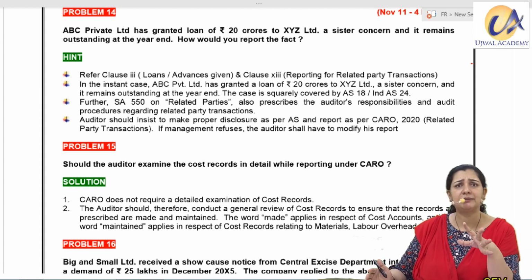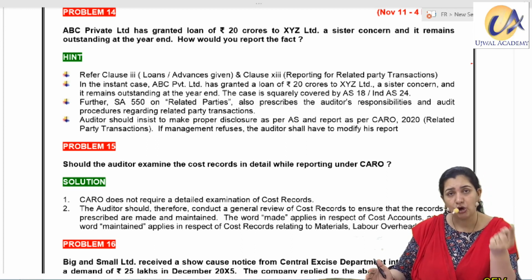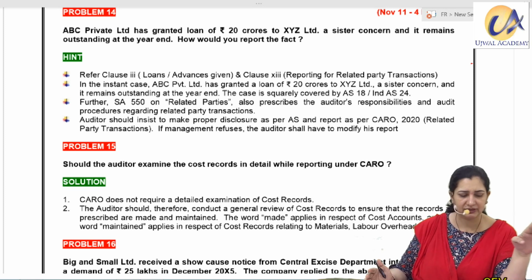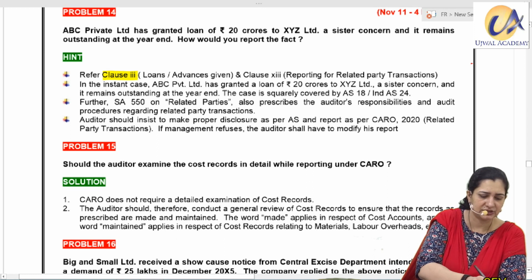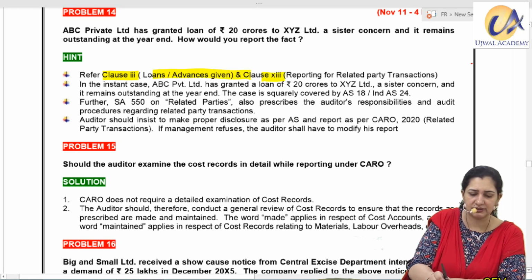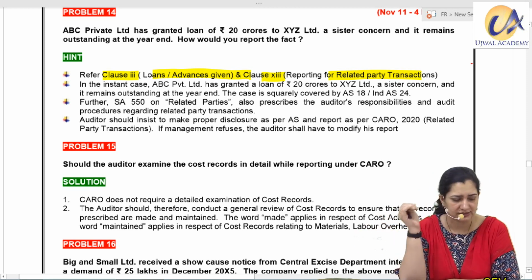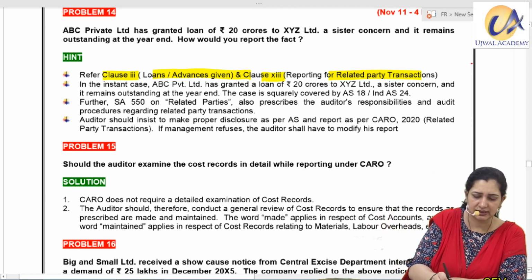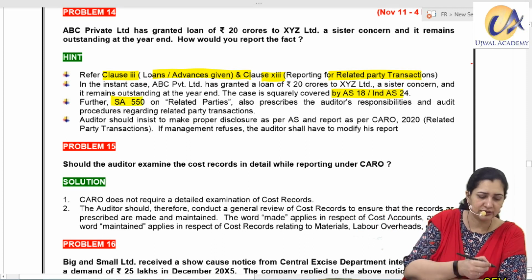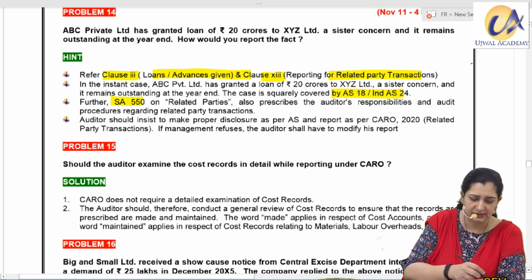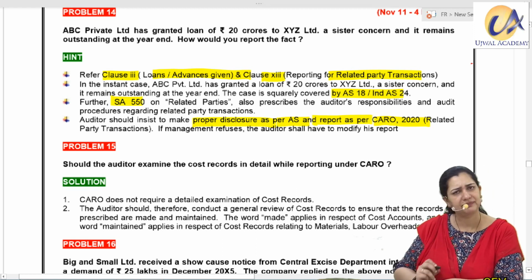The moment I say related party, automatically SA 550 will come, AS 18 or Ind AS 24 will come. Everything needs to be mentioned here. Okay, so in simple words, we have two clauses here. Clause 3, which is about loans given, and clause 13, which is about related party. I know we have not learned clause 13 yet, but it is a very simple clause. So they have given a loan, so it is covered by AS 18 or Ind AS 24. SA 550 on related parties also talks about responsibilities. So make proper disclosures as per AS and report as per CARO 2020. Easy one.